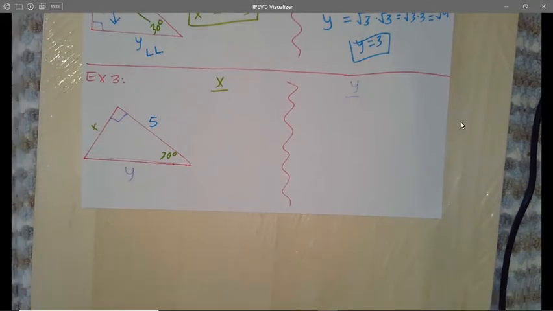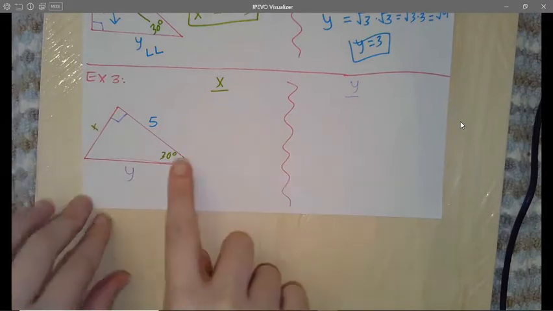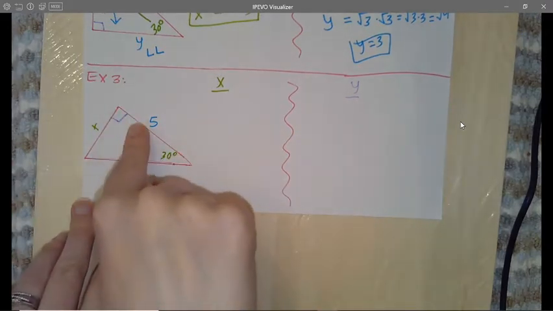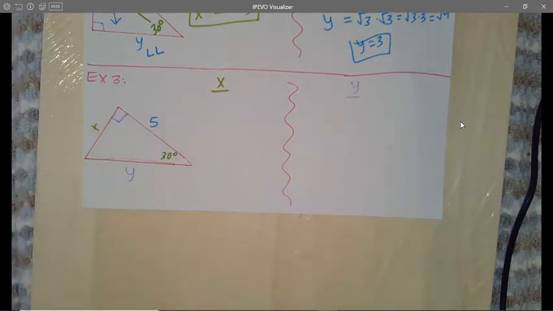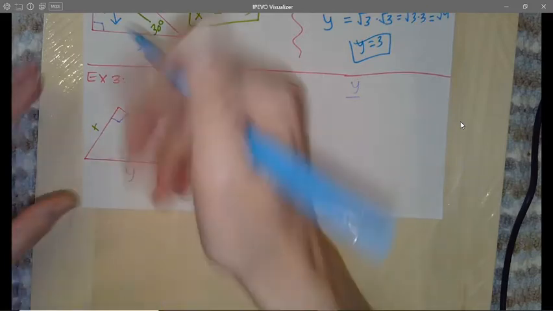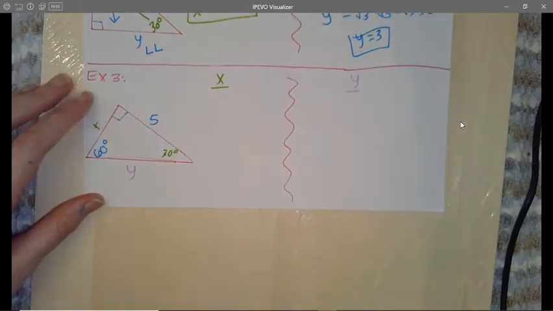Let's get going on example 3. So again, before I get started, I like to label the different parts of the triangle, which has a 30-degree angle and a 90-degree angle. So what do you guys think is the missing angle? Holy hot dog, that would be the 60-degree angle.